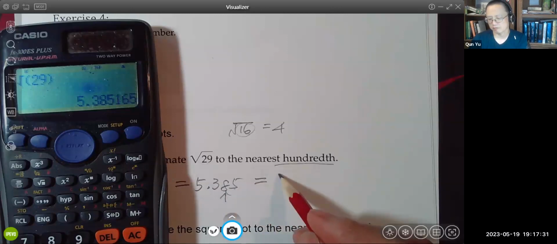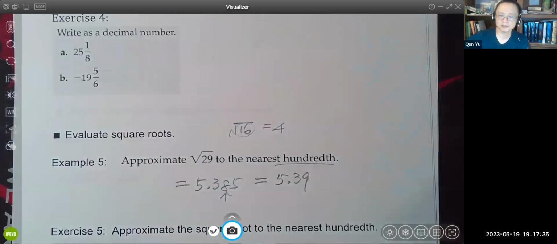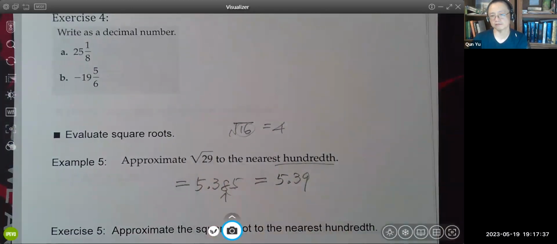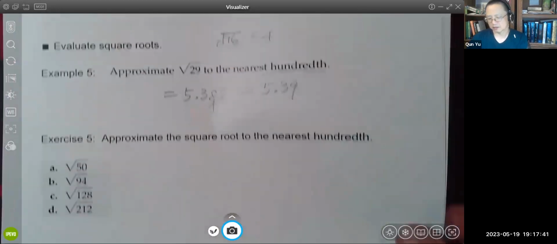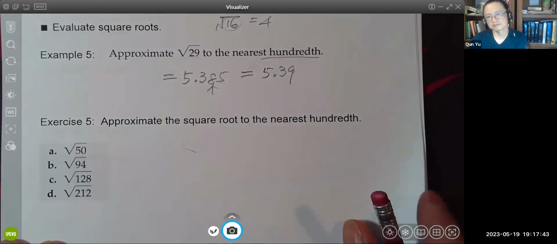Okay, 5.39. This is the approximate value of the square root of 29. Now, your exercise problems.